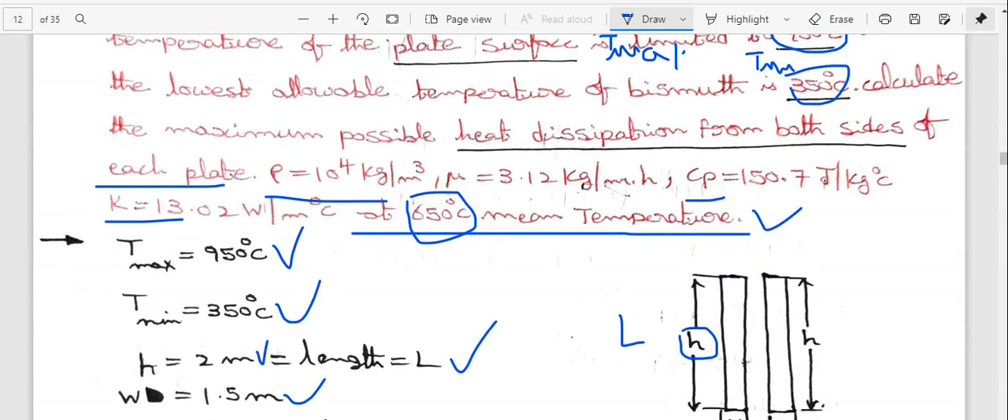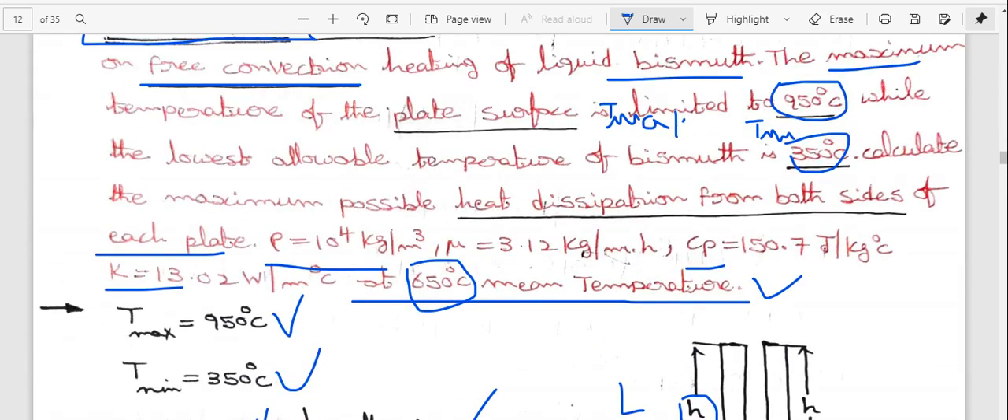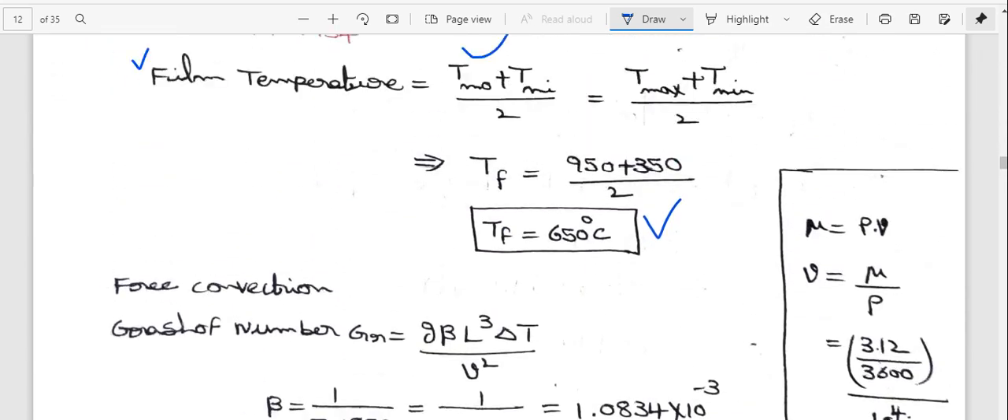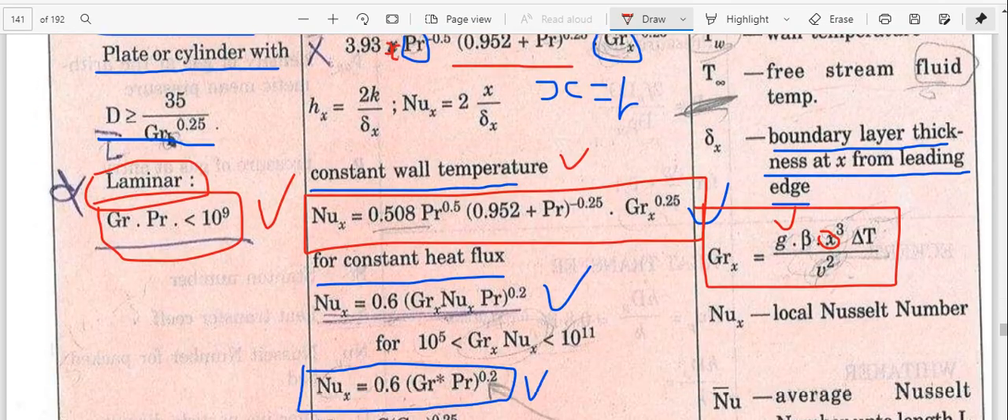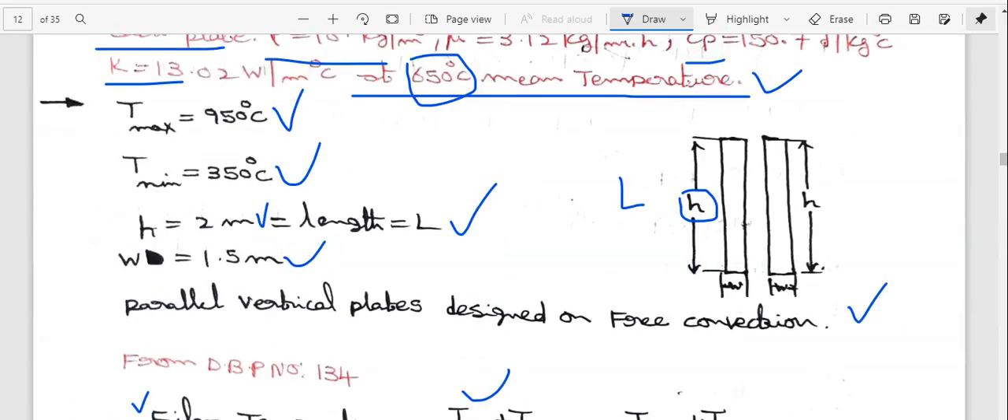This condition is also mentioned in the question: the properties are at 650 degrees mean temperature. After calculating the film temperature, we take the property values directly from the question. For free convection we need to calculate the Grashof number, g beta x cube delta T by nu square. So g is 9.81 and beta is 1 by (650 plus 273), which is 1.0834 into 10 power minus 3. What is the L value? L equals 2 meters.